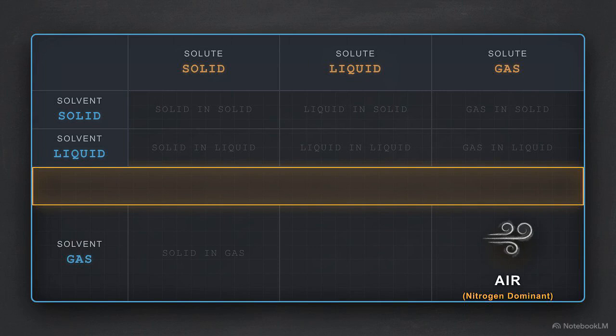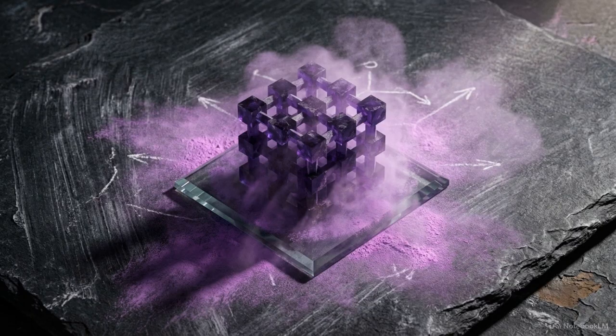Finally, gases themselves act as solvents. The atmospheric air you breathe is a uniform gas in gas solution, where a high concentration of nitrogen acts as the solvent. Humidity is liquid water dissolved directly into that same gas solvent. We even observe solid in gas solutions. When solid iodine sublimates, it leaves microscopic solid traces suspended uniformly within a gaseous state.